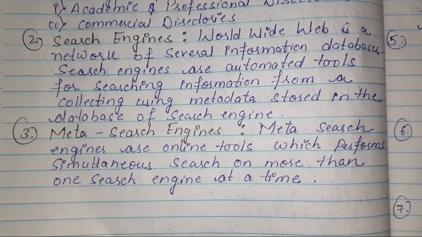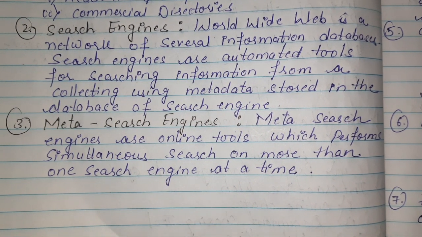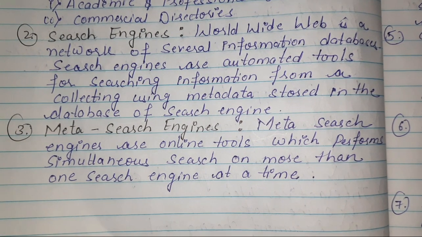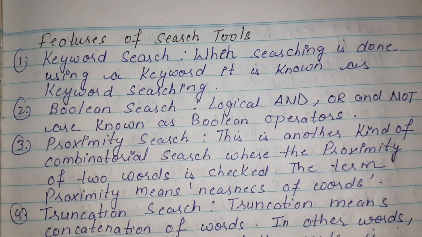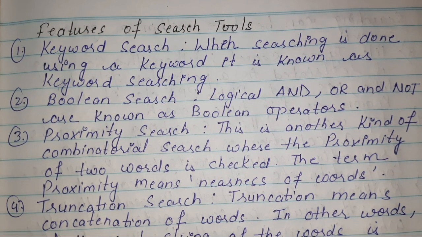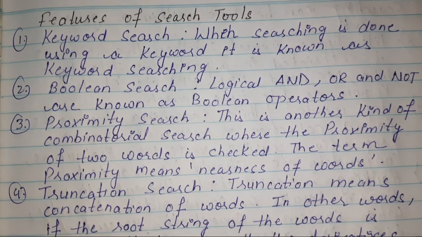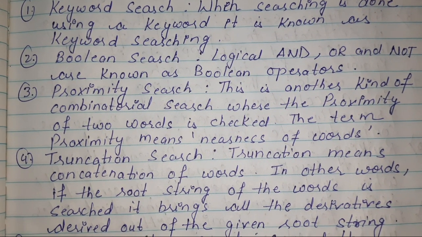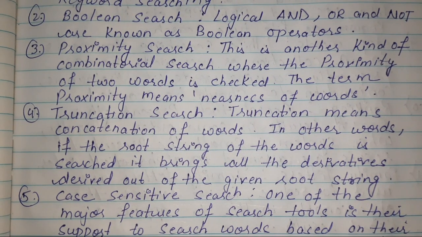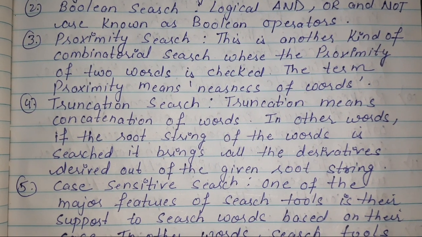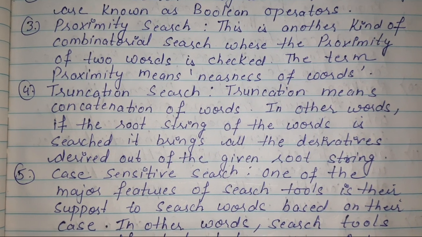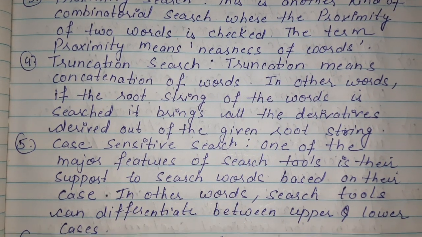Meta search engine. Meta search engines are online tools which perform simultaneous search on more than one search engine at a time. Features of search tool: keyword search. When searching is done using a keyword, it is known as keyword searching. Boolean search: logical AND, OR, NOT are known as Boolean operators. Proximity search: there is another kind of combinatorial search where the proximity of two words is checked. The term proximity means nearness of words.